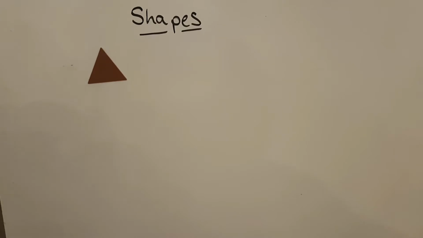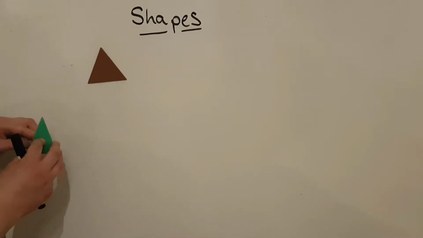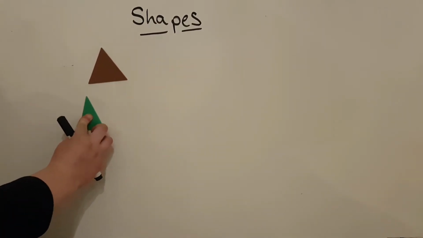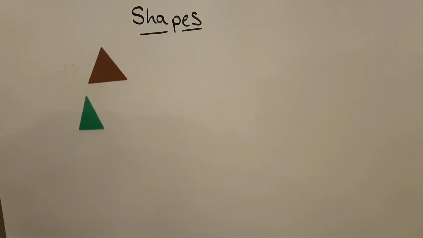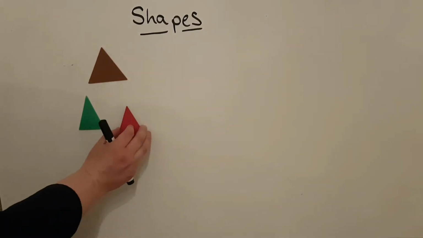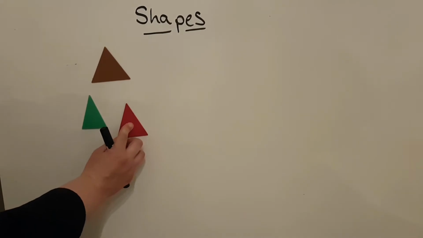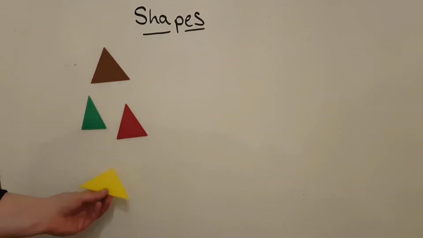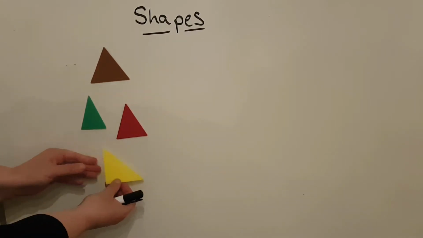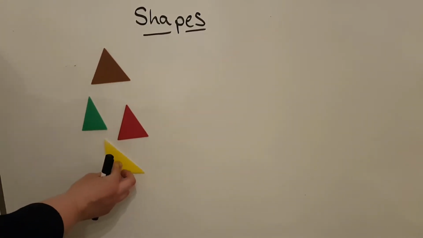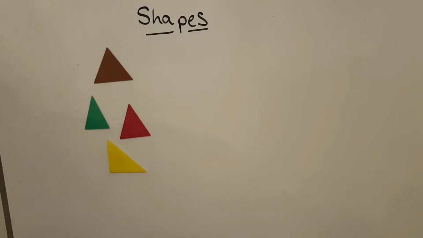We've also got isosceles triangles. So here's one isosceles triangle that's got 2 sides the same length. There's another isosceles triangle, slightly different. And we've got here a third isosceles triangle, but I'm going to turn it round because it is also a right angled triangle. It's got a right angle in one of its corners.